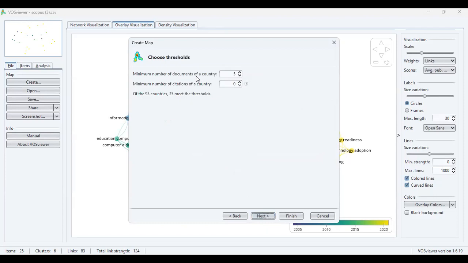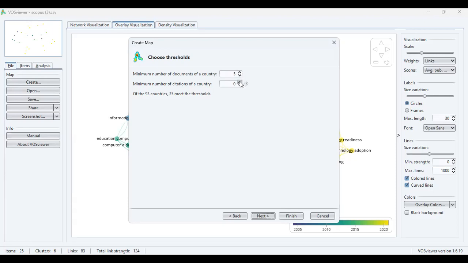So this is the minimum number of documents of a country. What this means here is that it's going to recognize all countries that have got only 5 co-authored publications. Countries that have got 4 or less will not be recognized in this analysis. Minimum number of citations of a country.